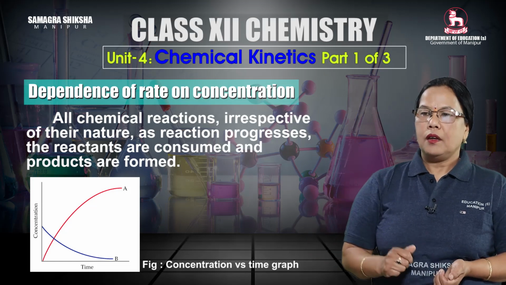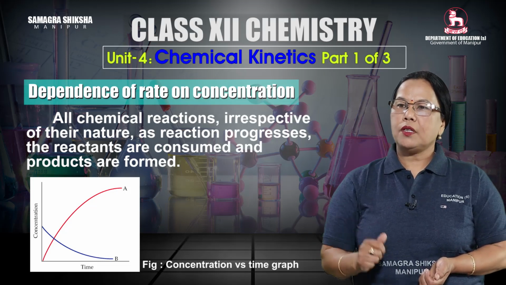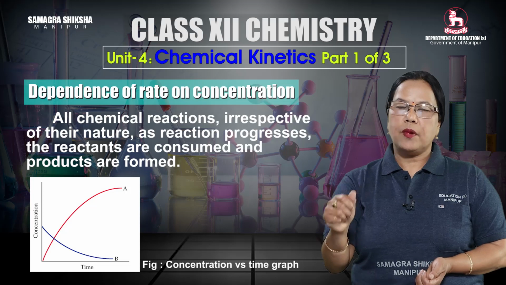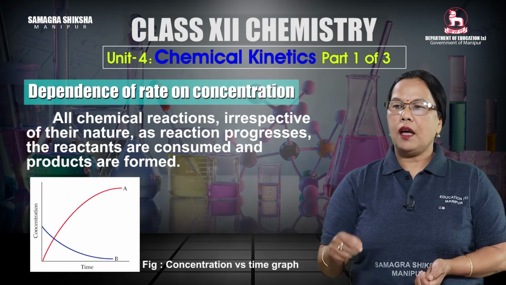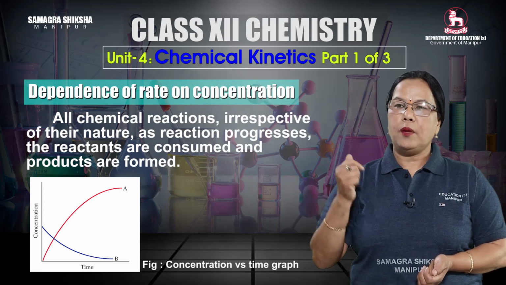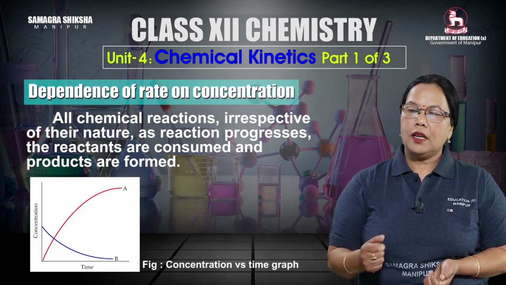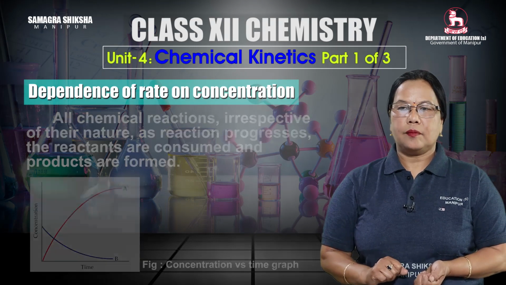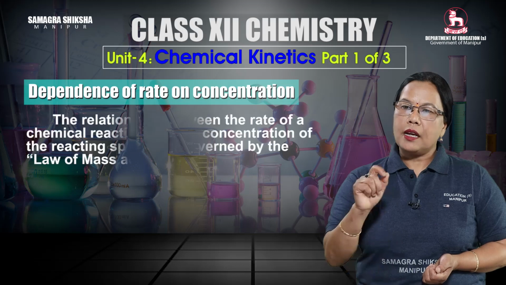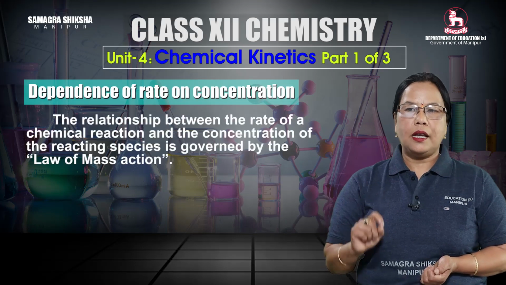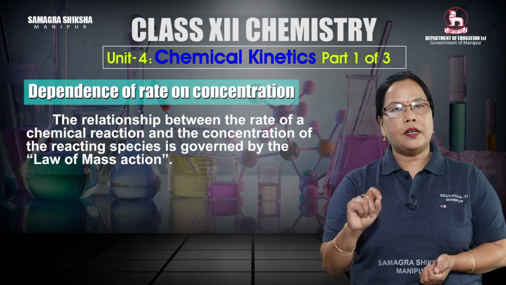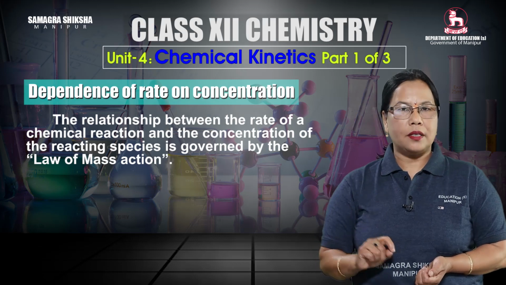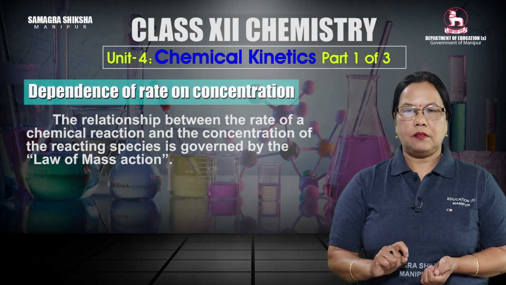The graph is a concentration versus time curve, where A is the reactant and B is the product. The relationship between the rate of a chemical reaction and the concentration of the reacting species is governed by the law of mass action.